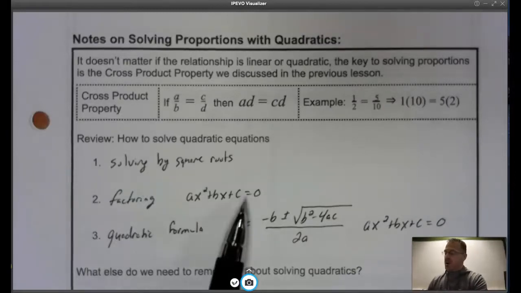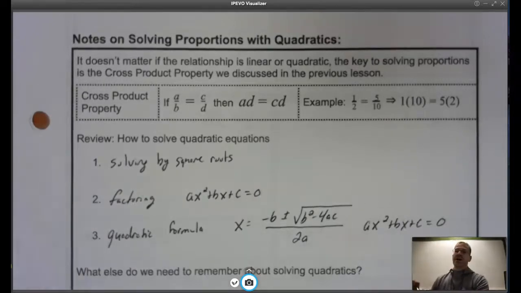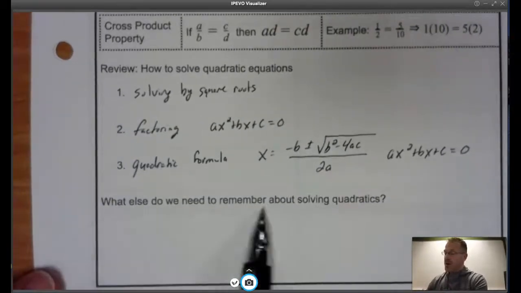So this is why we put so much emphasis on solving, being equal to 0, because once you get into any higher level problem, that is a must. So what else do we need to remember about solving quadratics?